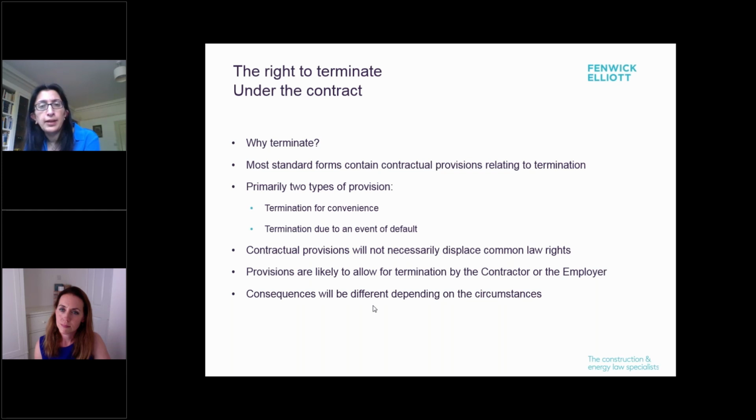The other type that you get is where a default occurs and one party must give notice to the other party and give the other party the opportunity to cure that default. Normally it's a period of maybe 14 or 28 days. And only if that default is not cured can the contract be terminated, normally by serving another notice. Ultimately, these are quite complex provisions. They will often be very heavily negotiated, and the circumstances that you might be able to rely on, and the consequences that might happen, will very much depend on the wording of the contract, which leads me on to my next slide.